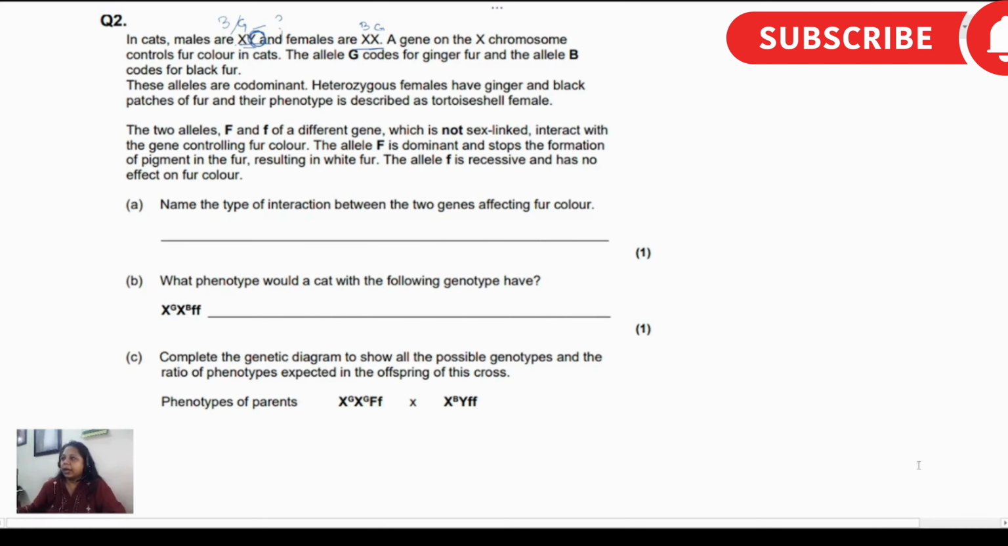Okay, then two alleles, F and f, are for different genes which are not sex-linked, interact with the gene controlling fur color. The allele F is dominant and stops the formation of pigment in the fur, resulting in white fur. The recessive allele f has no effect on fur color. Name this type of interaction between the two genes affecting fur color.